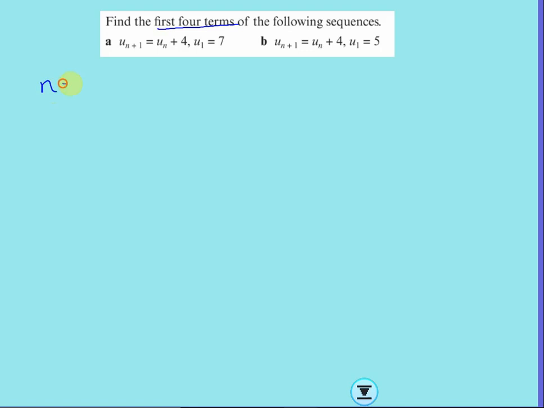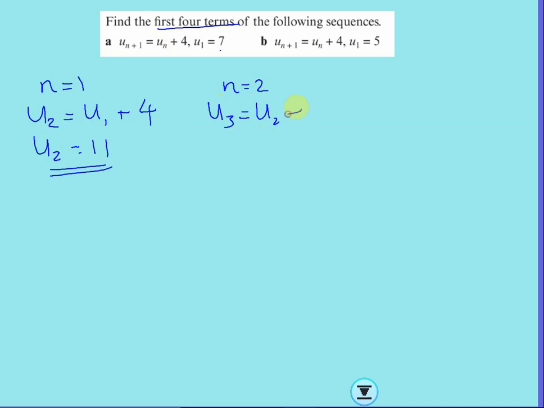So I want to see you say, right, when n is 1, well, what happens when n is 1? n plus 1 is 2. When n is 1, I get that plus 4. But I know the first term is 7, so I can see the first term add 4, so 7 add 4 is 11. Then I want you to write when n is 2. And when n is 2, we're going to get the third term. That is equal to the second term, 2 for n, plus 4. So that's 11 plus 4, and that's 15.